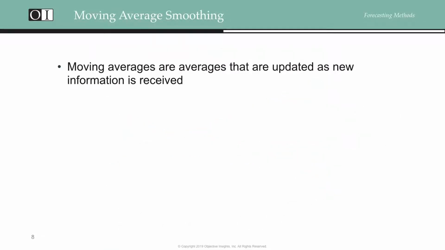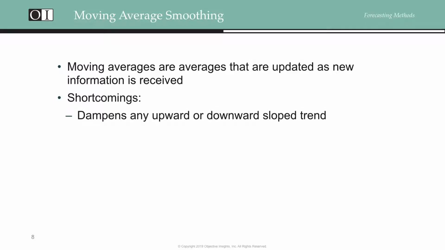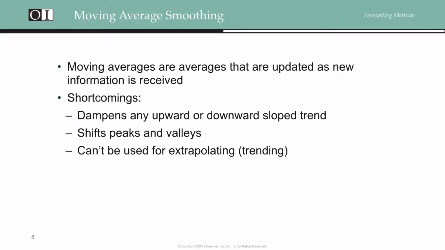Okay, let's move on to moving averages. Moving averages are averages that are updated as new information is received. Moving averages have some pretty significant shortcomings. One is that it dampens any upward or downward sloped trend. Two is that it shifts peaks and valleys. And three is it really can't be used for extrapolating. It's just for smoothing only.